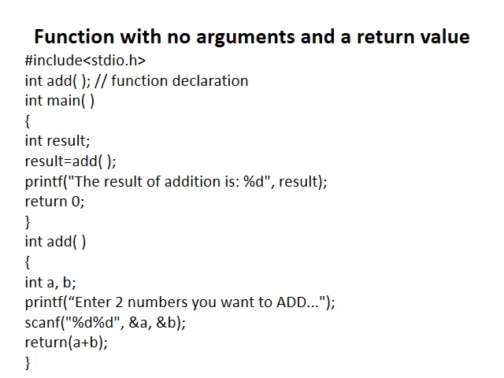So once return a plus b is executed, the value 5 is sent back to the main function where it is called. Then the value 5 will be stored in variable result. Then printf, the result of addition is %d comma result. So result is displayed here, it is 5. Then return 0 is executed, the program terminates.